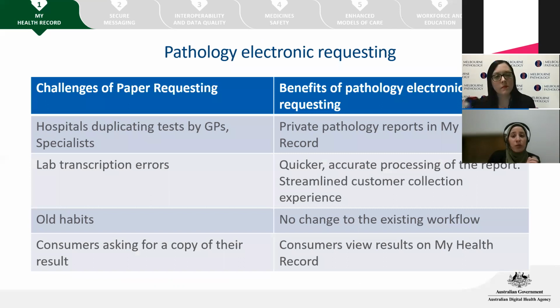So here we can see some comparisons of the challenges of paper requesting versus the benefits of electronic requesting. Where we have the private pathology reports available, we generally see a lot more efficiency and a better consumer experience. For example, I mentioned in hospitals, if they have access to previous pathology reports, they won't have to order extra reports, or in the case where they've ordered reports, then when the patient goes to see the GP, there's no doubling up of work. In terms of the transcription errors, as I mentioned, less data entry is required, so less chance for error.